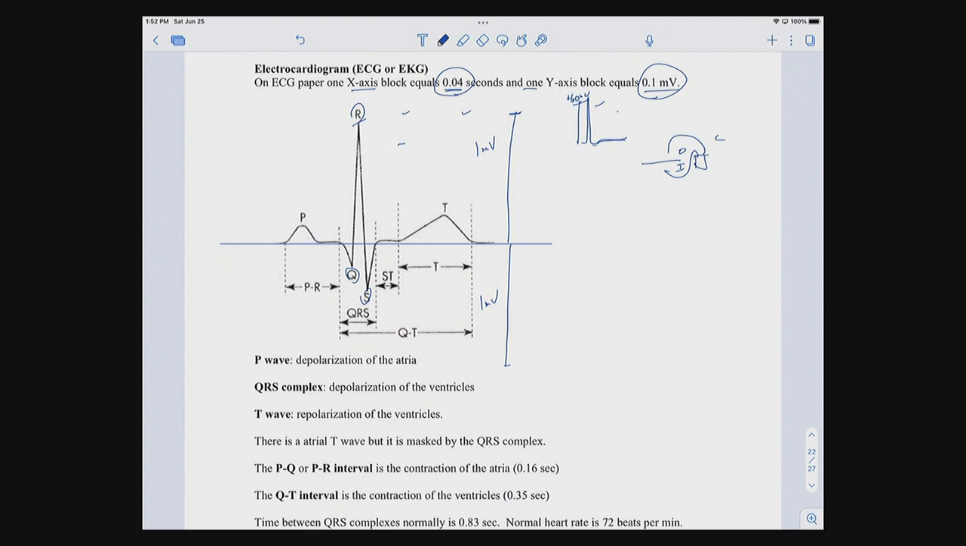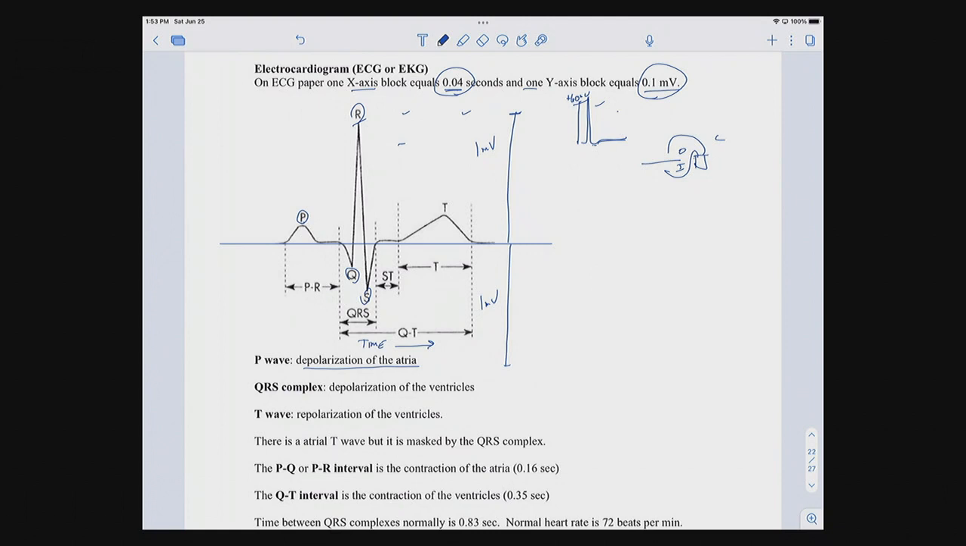So let's go through and look at some of these labels here. Again, this is time in this direction here. And so we're moving in that direction. So the first thing we have here is a P wave. The P wave is going to be the change in the electrical field in the body as the atria depolarize. So the P wave represents the depolarization of the atria.